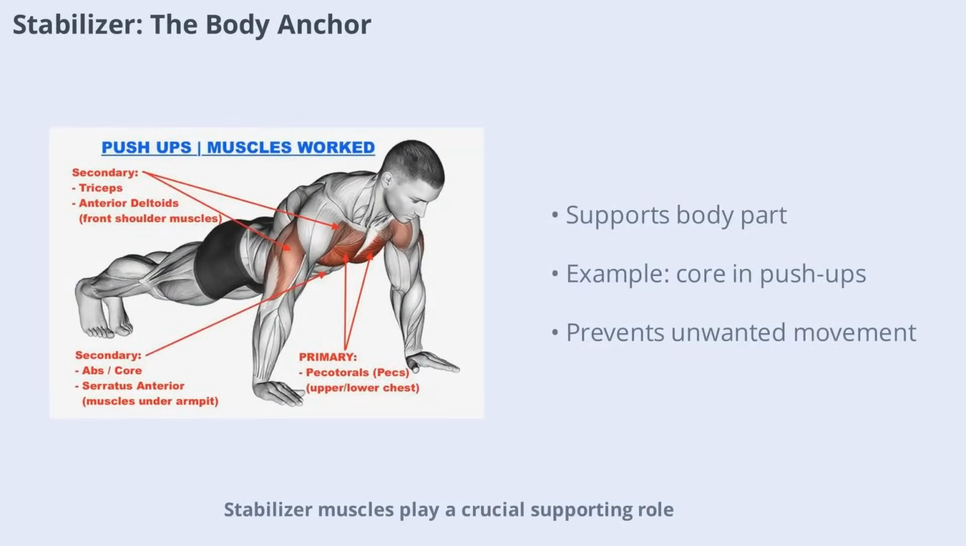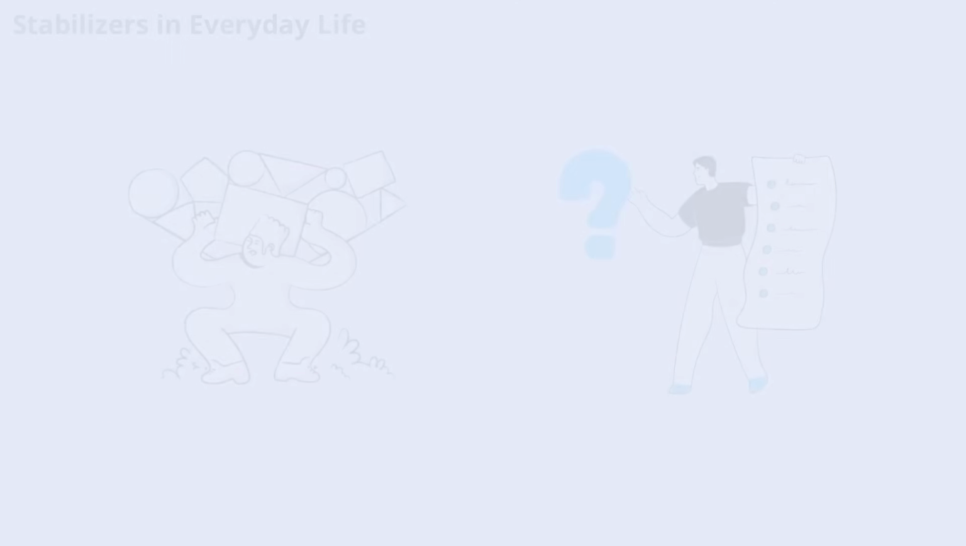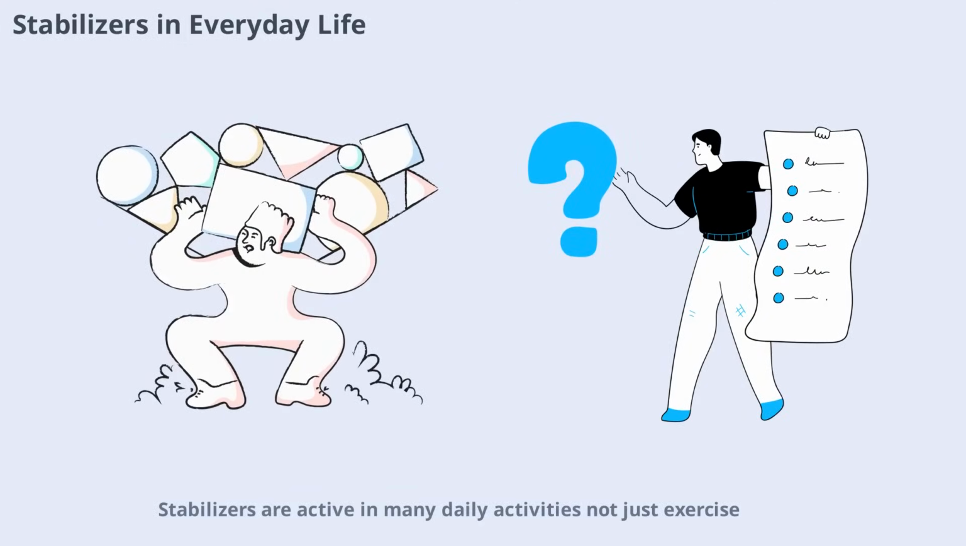Stabilizer muscles play a crucial supporting role. They act to stabilize a body part, allowing the agonist to perform its movement effectively. For example, during a push-up, your core muscles stabilize your torso, providing a solid foundation while your chest and triceps move your body. Without stabilizers, movements would be inefficient and potentially harmful, as the body would lack the necessary support. Stabilizers are active in many daily activities, not just exercise.